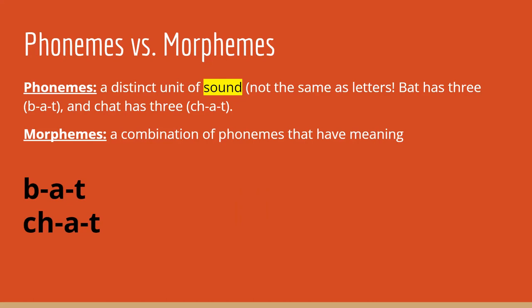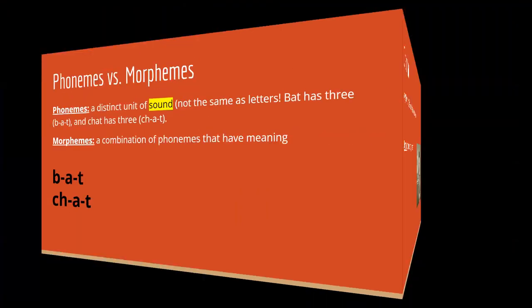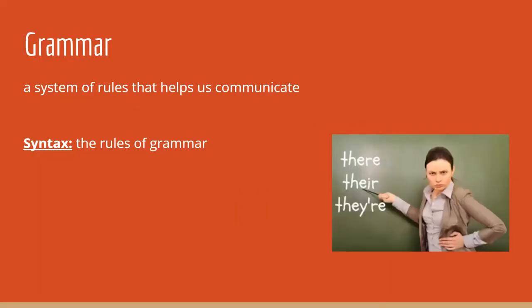It's like a distinct unit of sound. Ch is one thing. If you actually said C and H separate, it would be kahat or something like that. I don't know what exactly it would be, but morphemes, though, this is a combination of phonemes that have meaning. All right? And M for meaning, you might remember it by that. Okay, what is grammar? This is just a set of rules that helps us communicate.